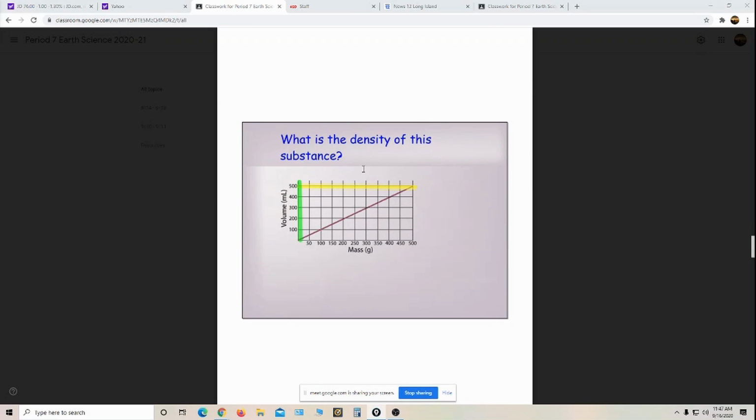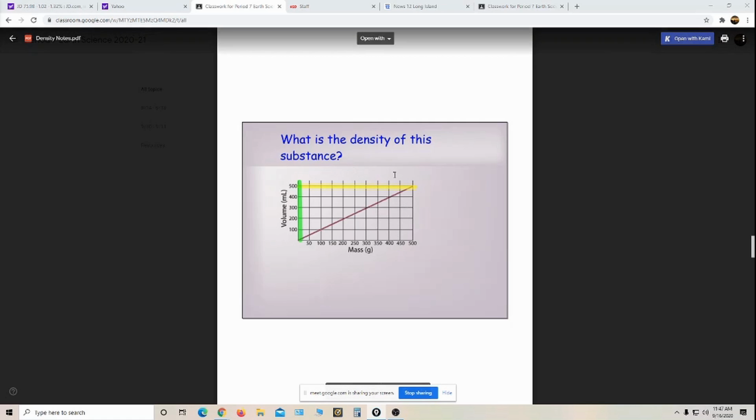Now, this is a mass volume graph. This graph has the ability to show densities. For instance, this line right here represents the density of a sample. It could be sample A, whatever that may be.